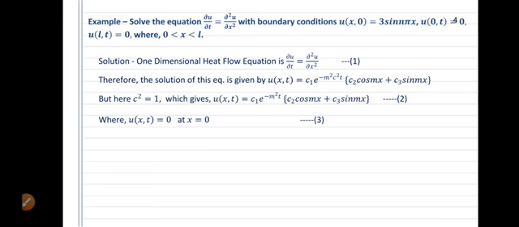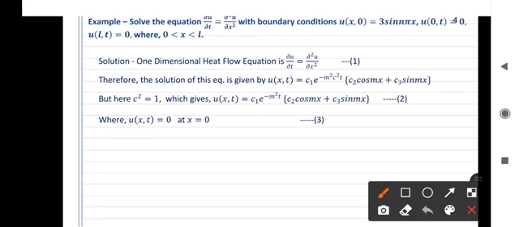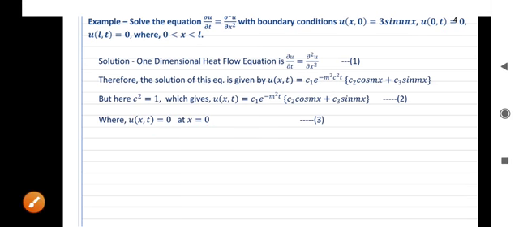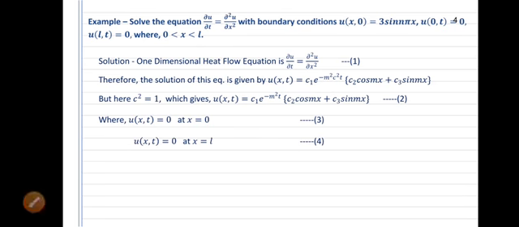So u of x,t is equal to 0 at x equal to 0. This is nothing but u of 0,t is equal to 0. We can write this condition like this in u of x,t form. The second condition is u of l,t equal to 0. We can write this as u of x,t is equal to 0 at x equal to l. And the third condition is for t equal to 0, u of x,t is equal to 3 sin n pi x, where t equal to 0. So with these three conditions, we have to find a particular solution for this given partial differential equation.